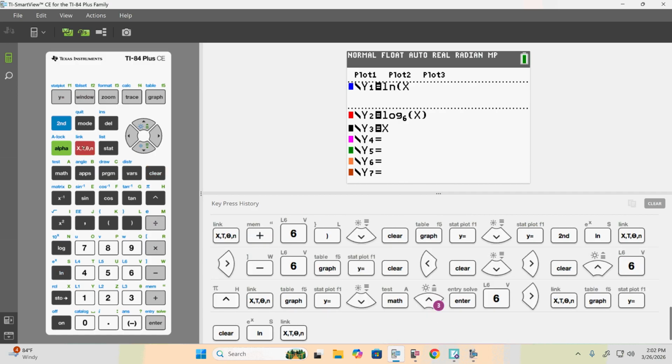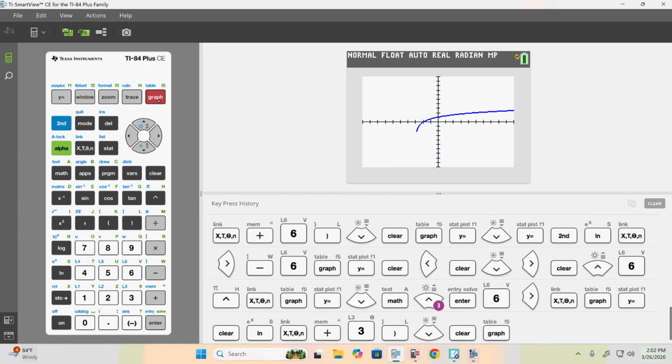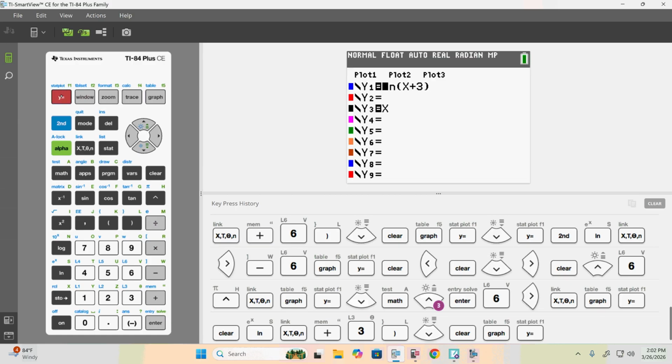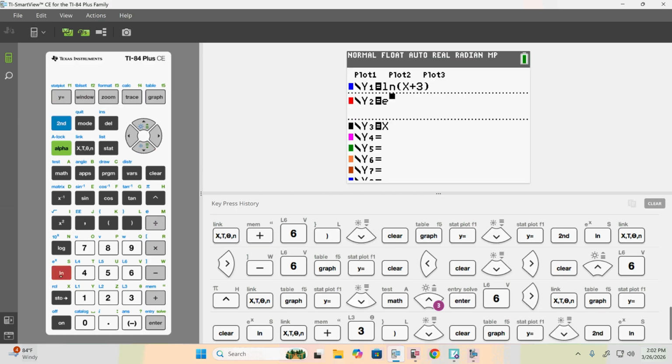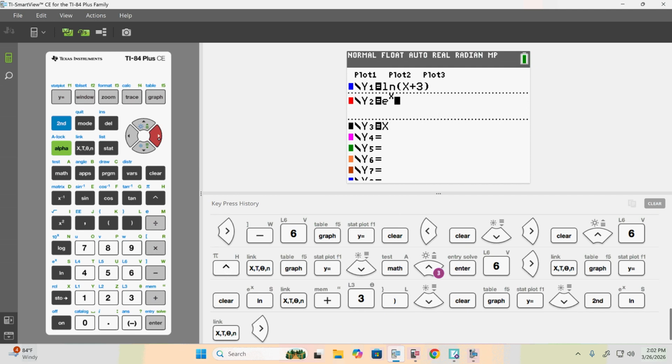Natural log of x plus 3. This is what we started with, so that's the graph. Natural log of x plus 3. And we said its inverse was e to the x minus 3.